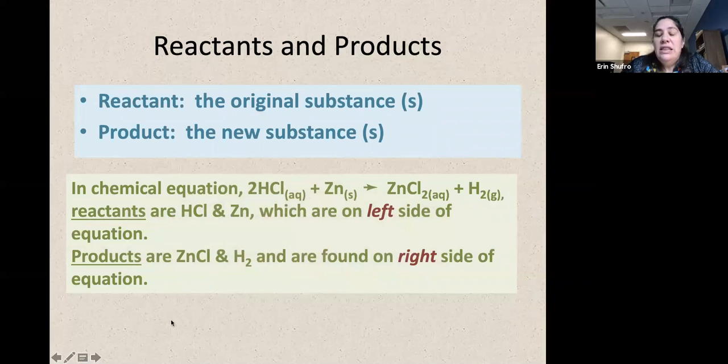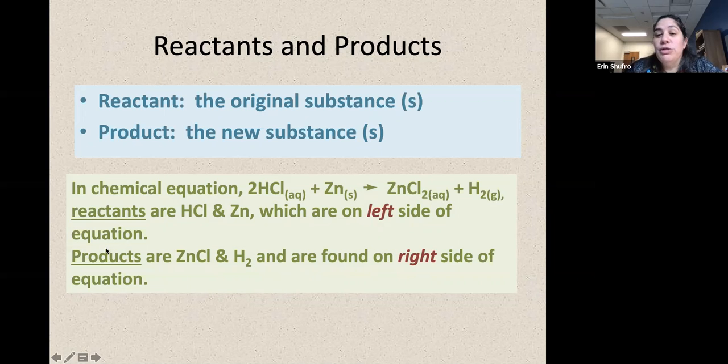Okay, so in this chemical equation, the reactants are the HCl, hydrochloric acid, and zinc metal. Reactants are always on the left side of the equation. So these are my two starting products. I have hydrochloric acid and solid zinc metal. Those are my reactants, my starting things.